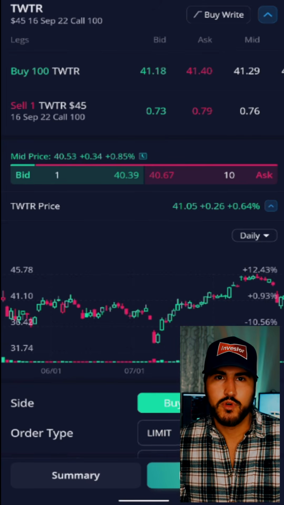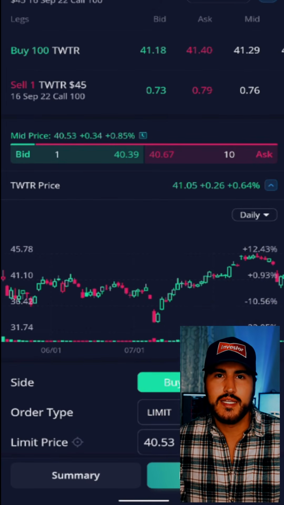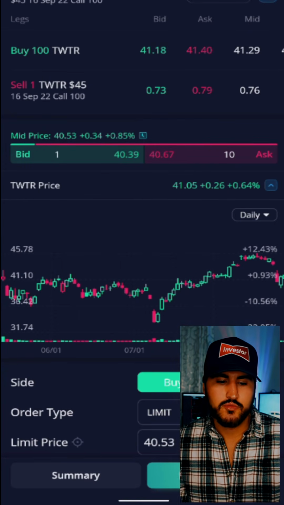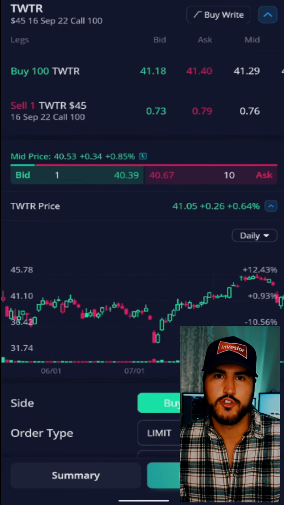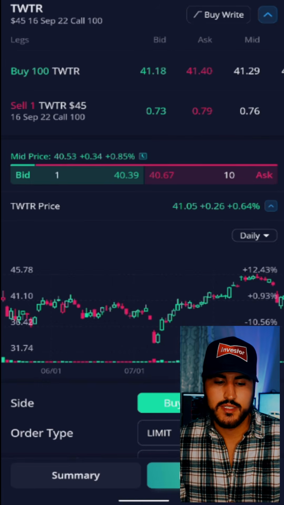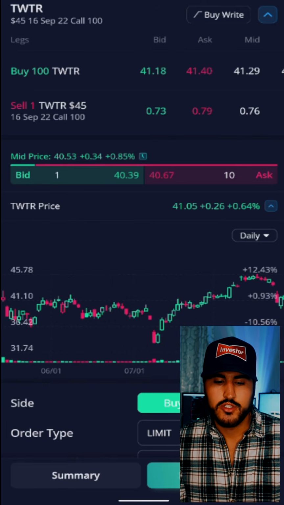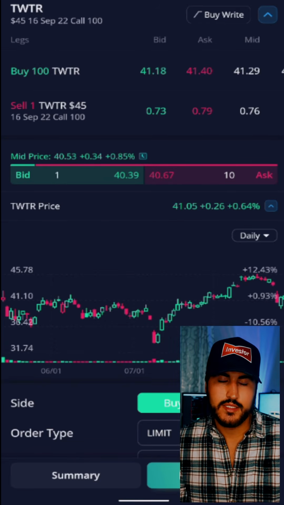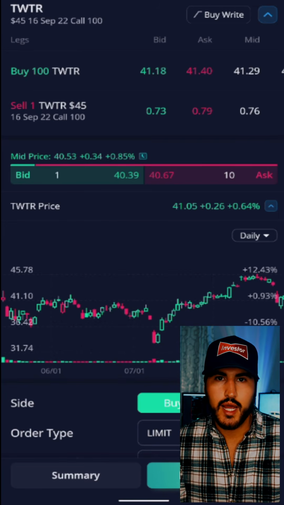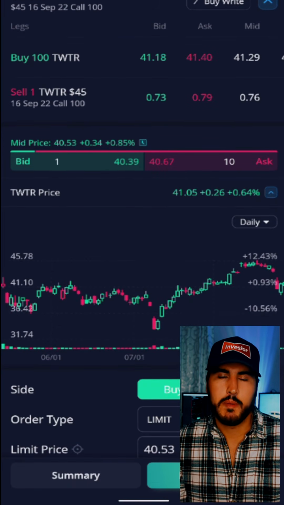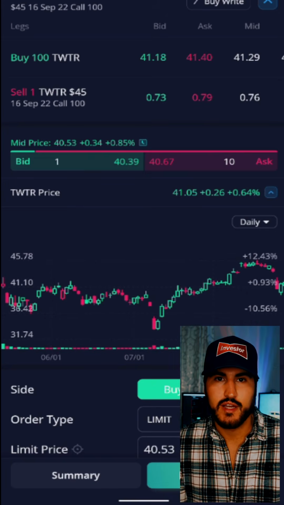So the current share price of Twitter is $41.05. To make it easy, let's just say it's $41, and that's where we're going to buy 100 shares. The next thing is we need to figure out how much we're going to sell this contract for. The spread between these contracts is not that much. It's between $73 and $79. So to make this easy, let's just say $75. So our limit price in this case is going to be the share price, $41, minus what we're willing to get for this contract at $75. I'm sorry, 75 cents. So our limit price is going to be $40.25.